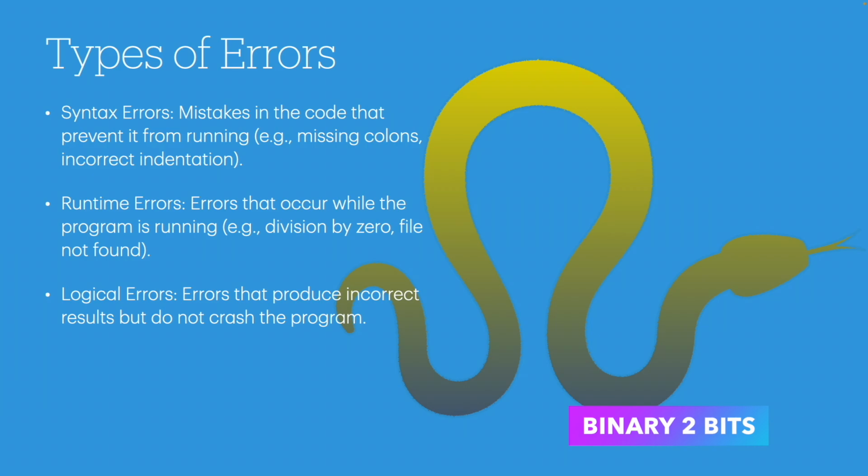A logical error produces an incorrect result but does not crash the program. We expect something, but the program returns something different while running. So that is a logical error.